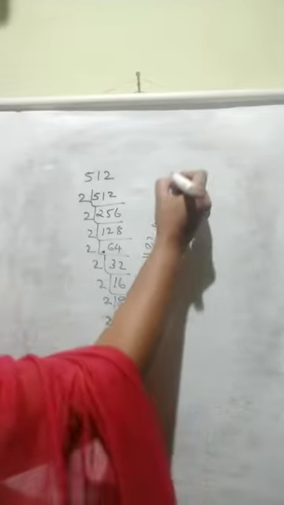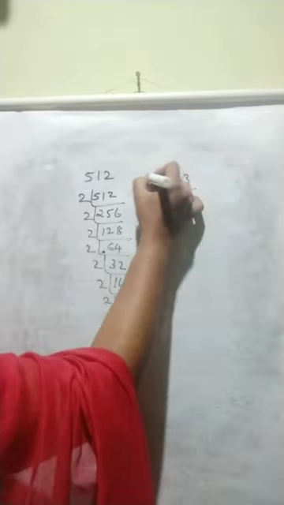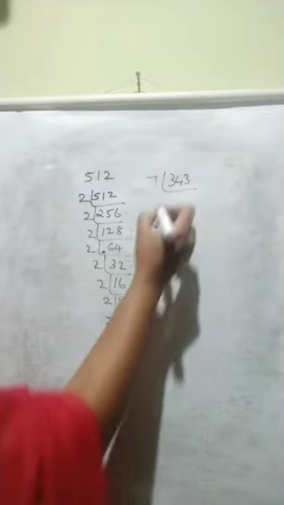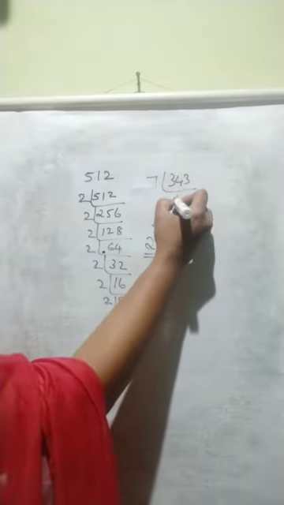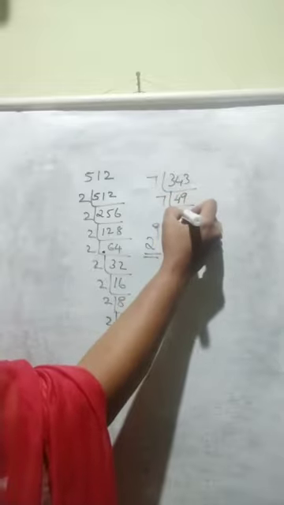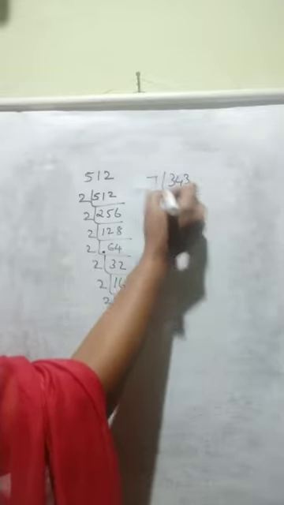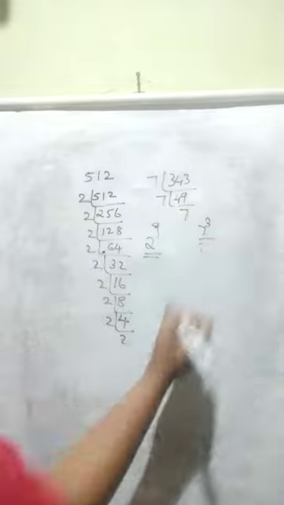Okay. Next one is 343. We can divide by 7. Then that is equal to 49. We have done this now. That is 7 itself. So 7 raised to 3.